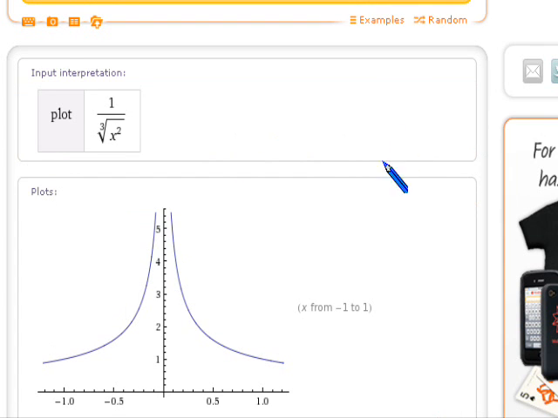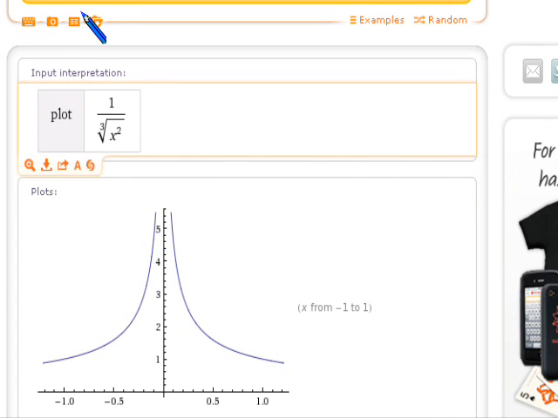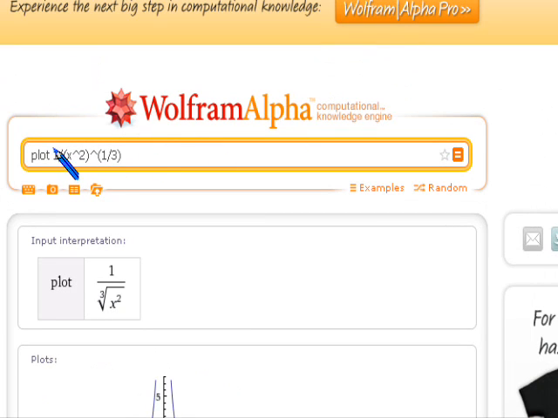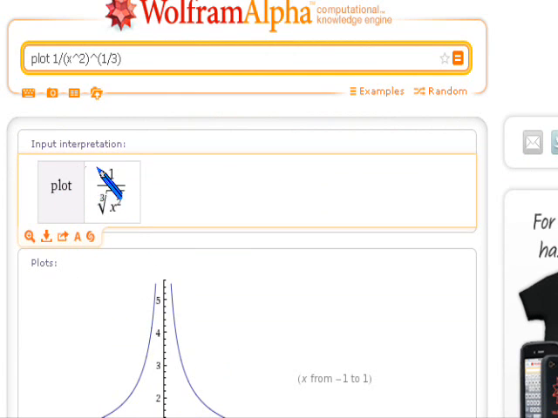So I'm in Wolfram Alpha right now. Here is the graph of this function. I issued the command in Wolfram Alpha: plot the function y equals 1 over x squared to the 1/3. And of course, this is it here. This is plotting the function y equal to that.